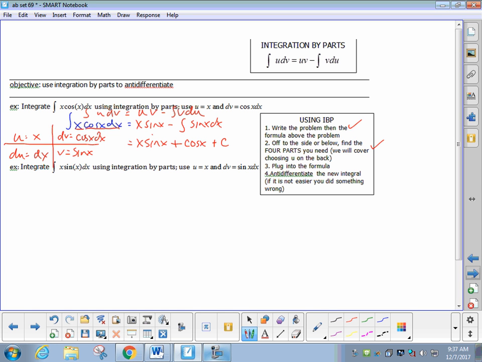How can I check that answer if I were so inclined? I could take the derivative, and you would see it does actually go right to x cosine of x. It would be a product rule, and one term would drop out. It would be all hunky-dory.